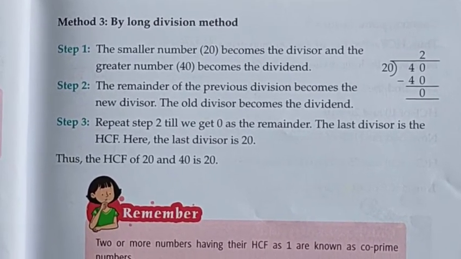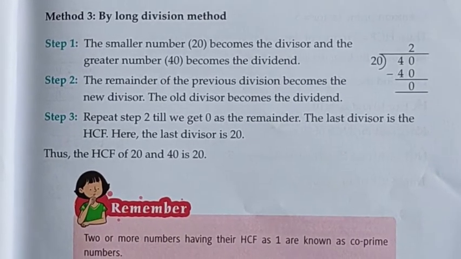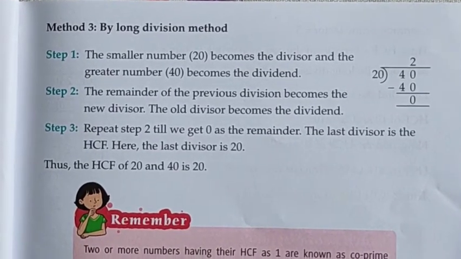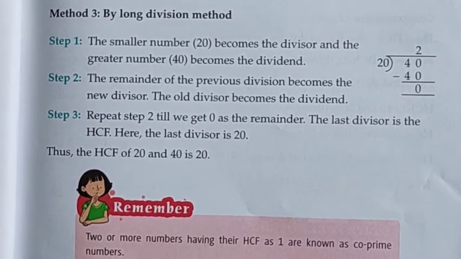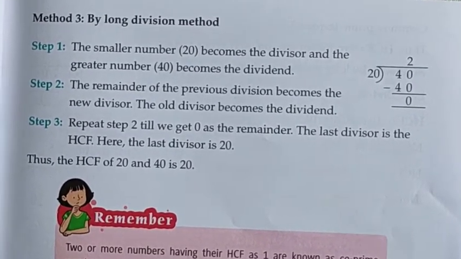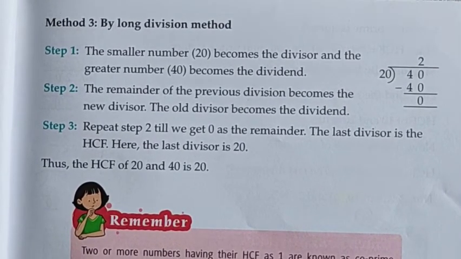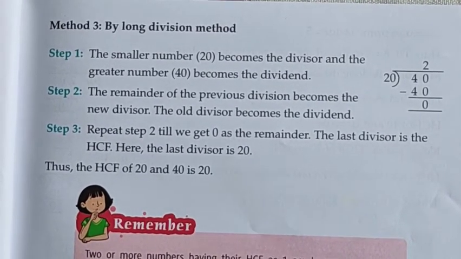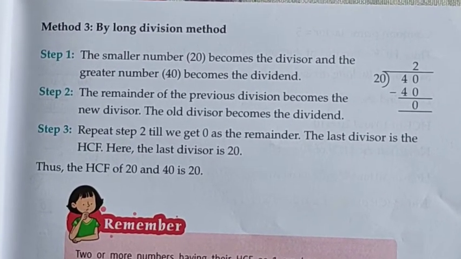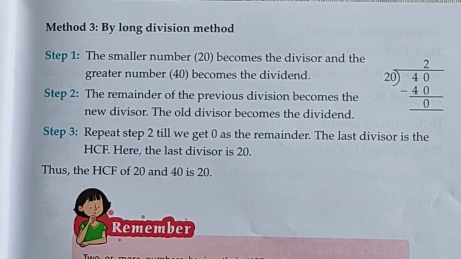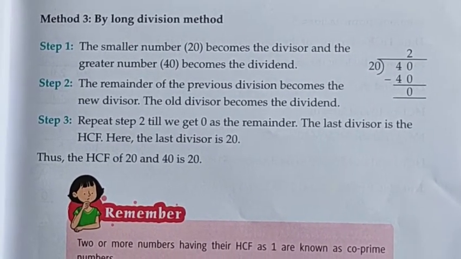Method number 3, by long division method. The same question, finding HCF of 20 and 40. Okay, which method? Long division method. See the steps. The smaller number 20 becomes the divisor and the greater number 40 becomes the dividend. 40 divided by 20. The remainder of the previous division becomes the new divisor, and the old divisor becomes the dividend.